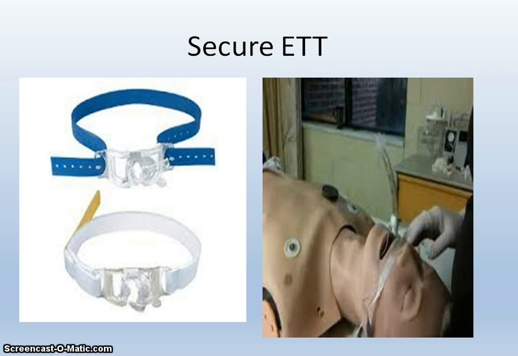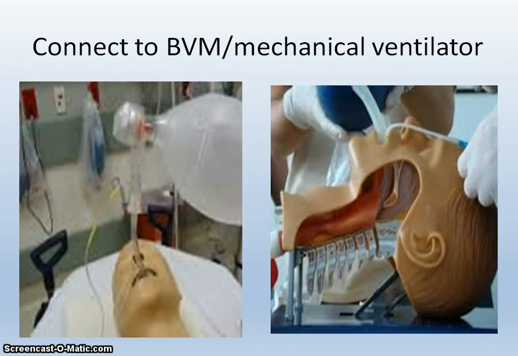Now, once the tube has gone in place, we need to secure it. There are commercially available endotracheal tube tape securers, or we can use a tie. It's up to you, depending on what technique or things are available in your department. Once you have done that, the end of the ET tube is connected to a bag valve mask or mechanical ventilator for continuous ventilation.